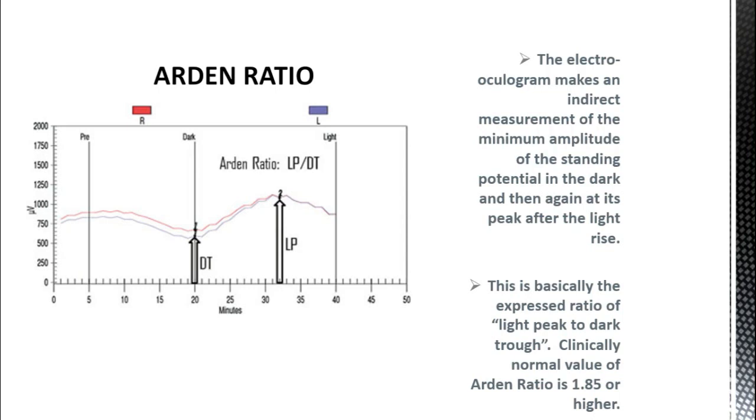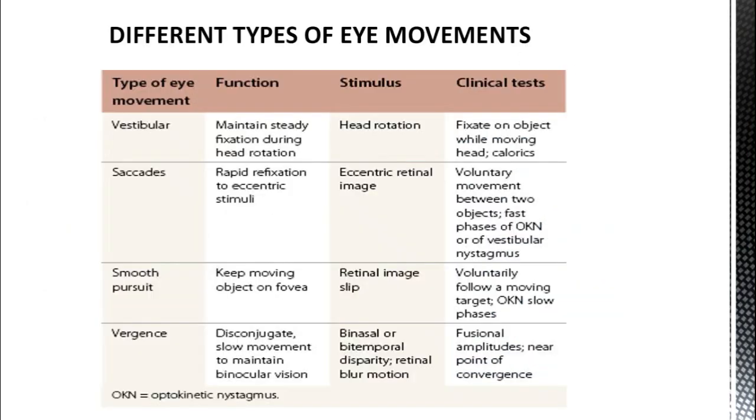So this ratio is taken, and the value that we get determines whether there is a discrepancy in the patient or not. So if the value is, as it is mentioned, 1.85 or higher, it is normal. If it is between 1.65 and 1.85, it is subnormal. And if it is below that, then there is a problem and that needs to be addressed.